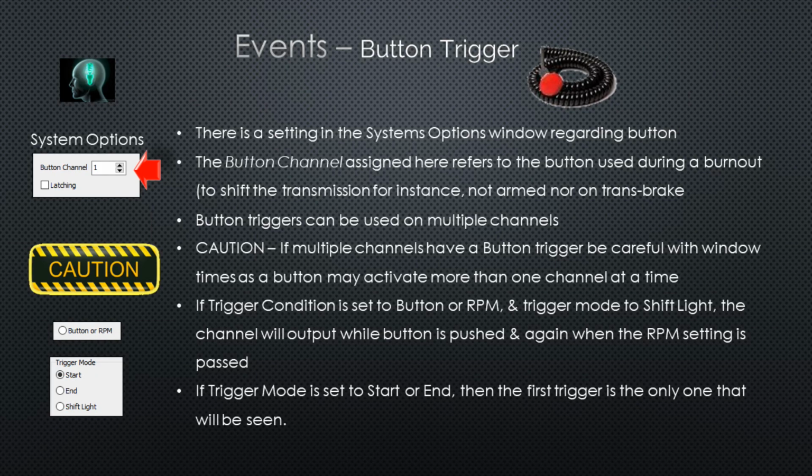Here's a few more details that you need to be aware of while programming using a button trigger. There's a setting in the System Options window regarding the button. The button channel assigned here refers to the button that's used during a burnout, for instance, maybe to shift the transmission, so the box is not armed nor on the trans brake.